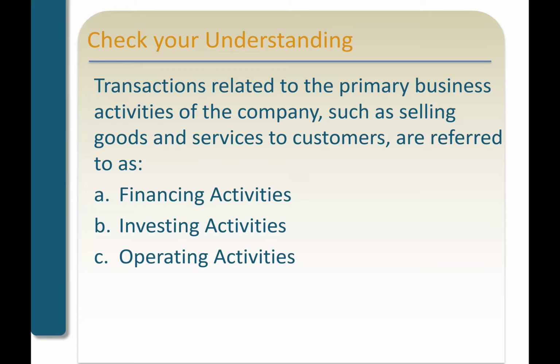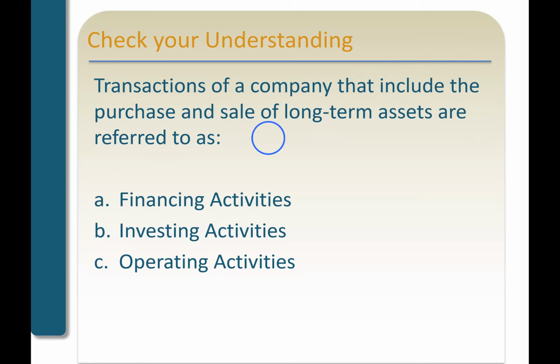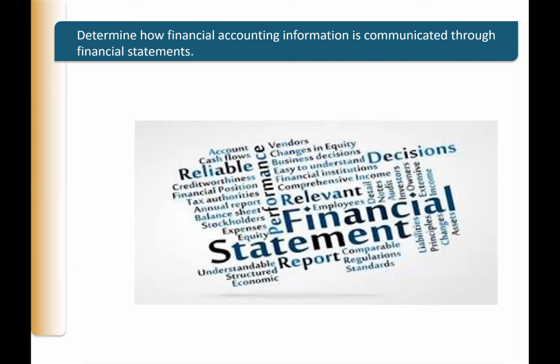So transactions related to the primary business activities of the company, such as selling goods and services to customers, are referred to as operating activities. Transactions of a company that include the purchase and sale of long-term assets are investing activities. Okay. So, guys, we're covering a lot. Hang in there. You're doing great.